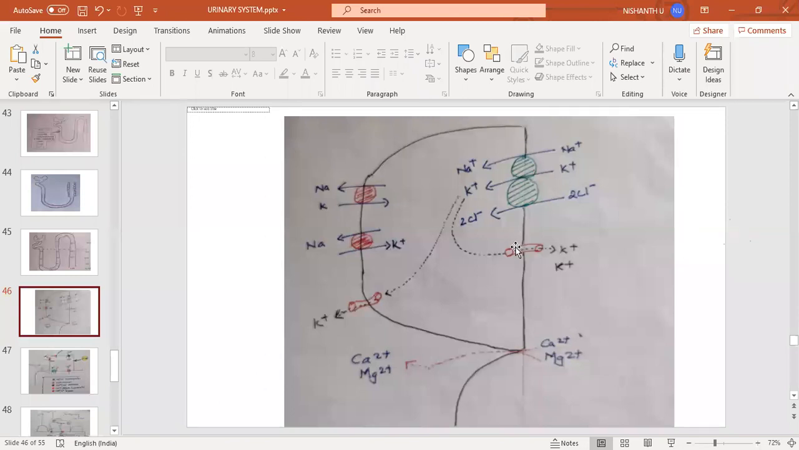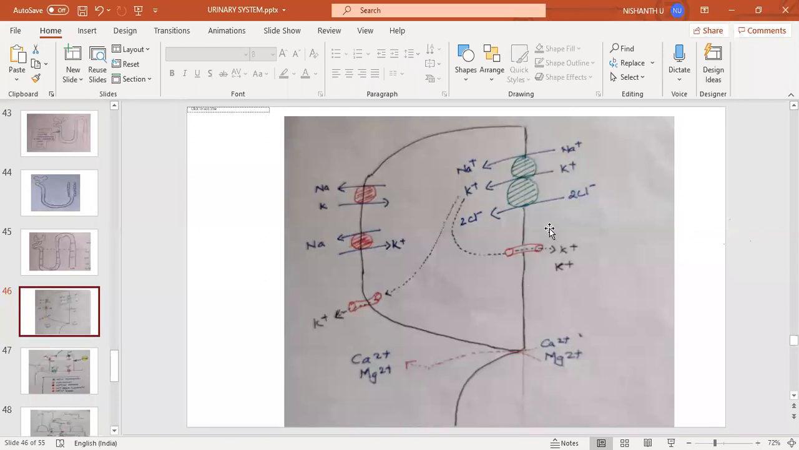Have you heard about diuretics? Yeah, they will prescribe diuretics, particularly one type called loop of Henle diuretic. It's called a loop diuretic. One example, one particular name I will tell you, is furosemide, if in future it will be useful.